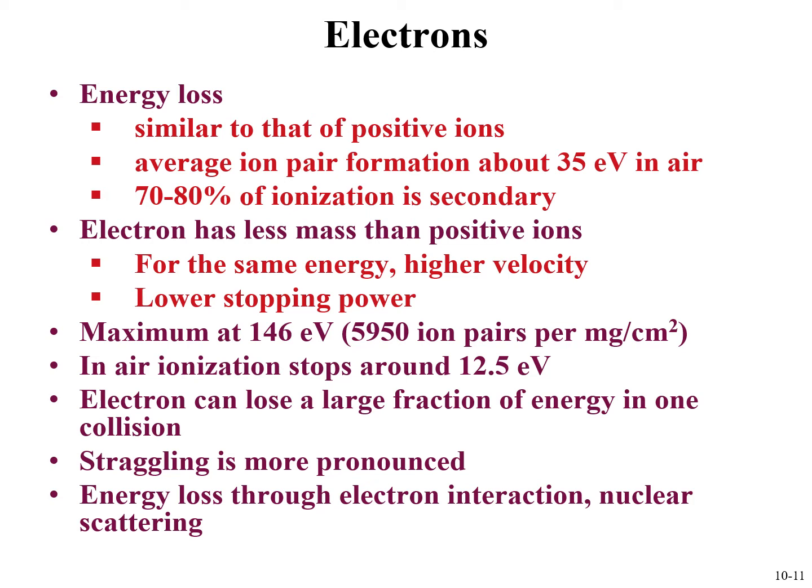At a maximum of around 150 electron volts, you get close to 6,000 ion pairs per milligram per centimeter squared. In air, this ionization stops around 12.5 electron volts. So once you get down to that energy, the electrons are going to stop. Electrons can lose a large fraction of their energy in one collision because of the mass differences. And unlike the charged particles that we looked at before, the protons or alphas, the straggling is much more pronounced. For electrons, their energy loss is going to occur through interactions with electrons or nuclear scattering.